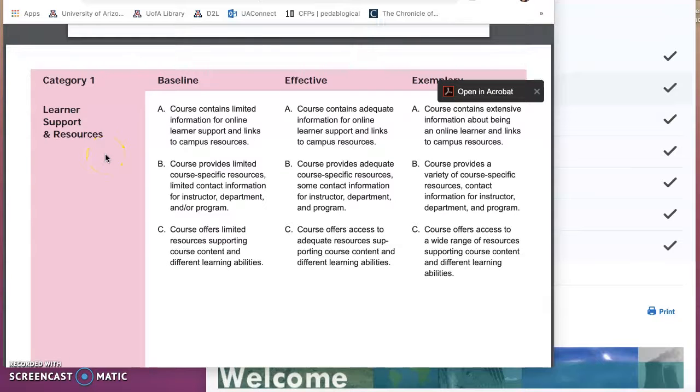Everyone, I'm going to be talking about this learner support and resources category. There are similar standards within the Quality Matters rubric, but I really liked how this lays it out very neatly and cleanly. The things I'm going to be looking for are online learner support and links to campus resources, contact information for the instructor and department, and resources for course content and different learning abilities.